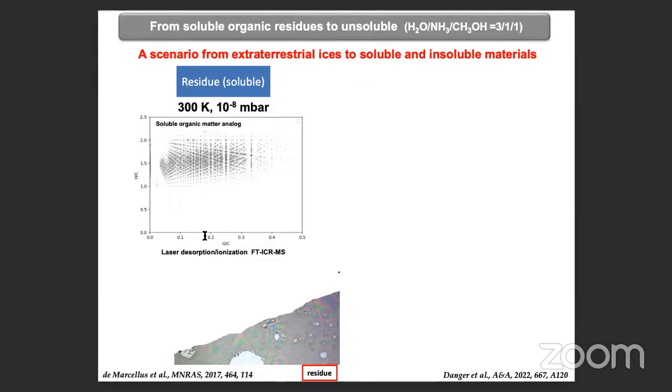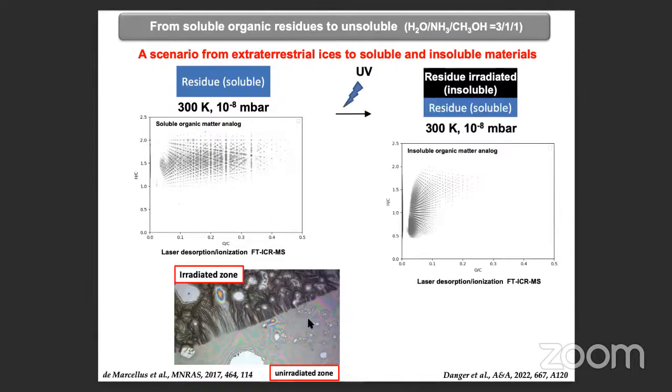So we start from the soluble fraction that was formed from these ices, water, methanol, and ammonia. Here you have the top of the residue before the irradiation. To form this insoluble fraction, we submit this soluble residue to UV irradiation. So you have here before the irradiation and after the irradiation. You can clearly see that we modify the surface of the residue. And if you compare before and after the irradiation, you can clearly see that we transform our initial organics that were soluble. And we verify by washing with water that this fraction is totally insoluble.